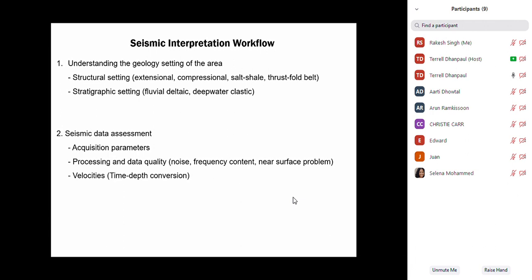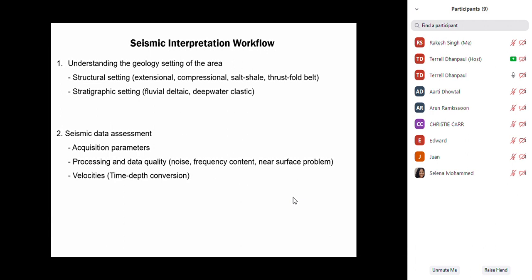Sorry about that. So, in terms of the processing, you need to have some understanding of the noise, the frequency, bandwidth, and any near surface problems, and whether you can do any interim corrections to the data right at your workstation, some of the things that you may be able to do, and some of the things that you might have to send back to the shop to get some enhancement.